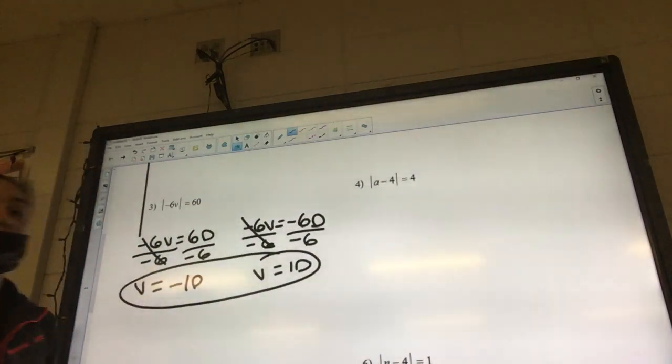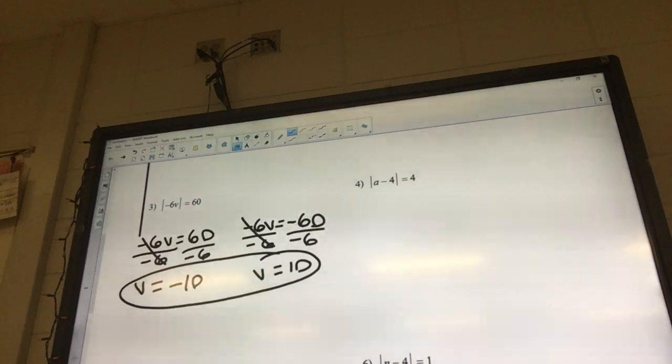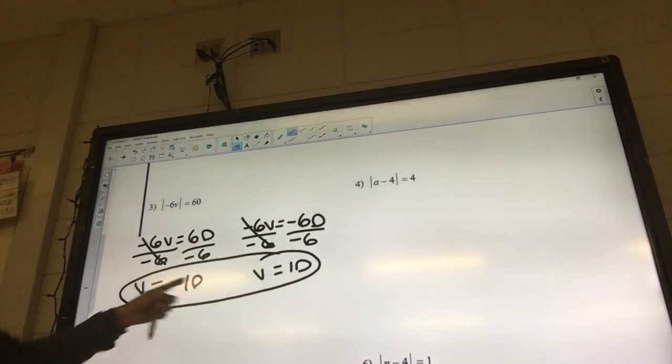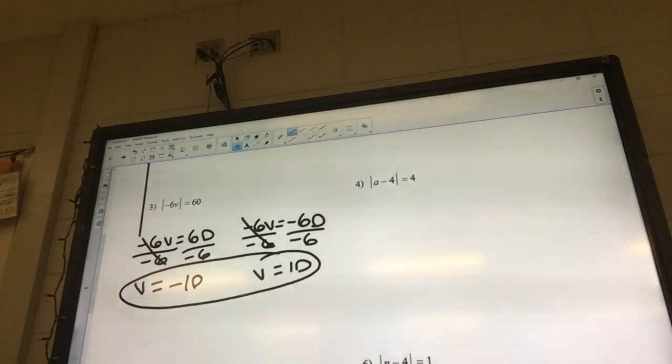Okay, for some of these, you're going to get the exact same answers, one positive, one negative. But some of them, like number 1, did you get the same 2 numbers? No, you got 2 and negative 4. Yeah, so don't get in the habit of saying, oh, it's just going to be 10 and negative 10, and not solve the other one. Okay, you need to solve both of them every single time.